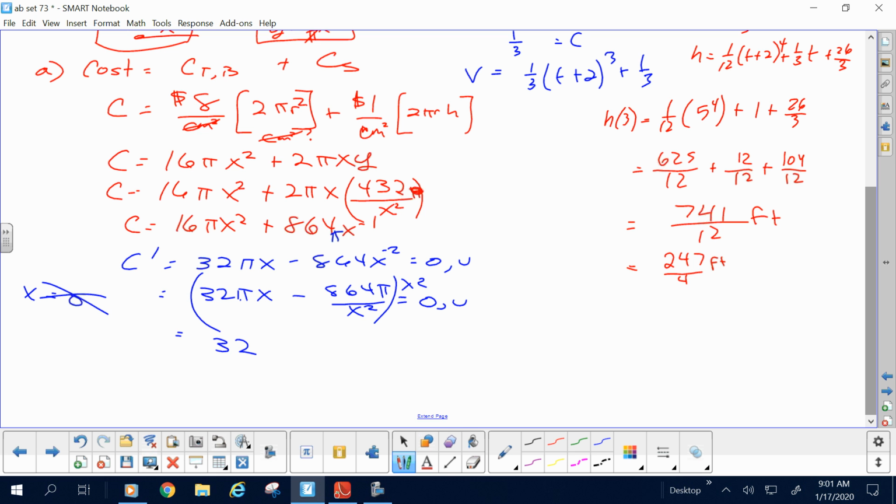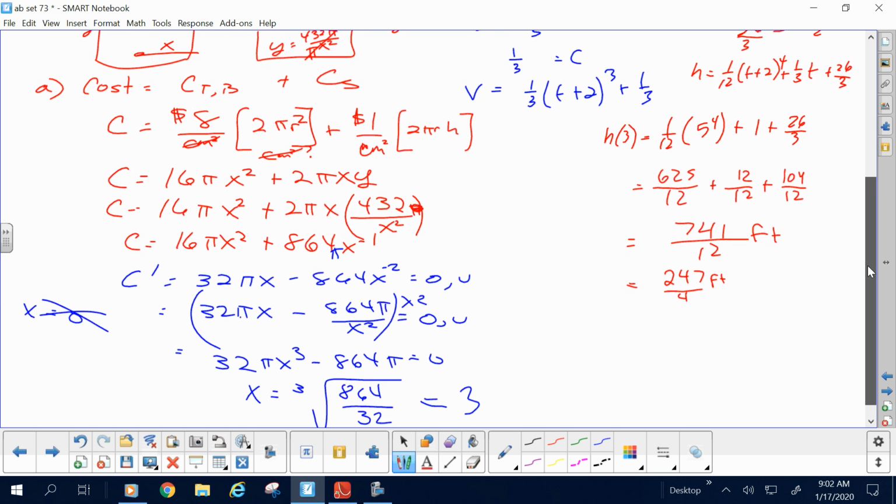Say we cleared the fractions then. That is 32 pi x cubed minus 864 pi. So isn't x then the cube root of 864 over 32? Is that going evenly? Doesn't seem like it does. So you throw an answer at me here, and I was hoping it was like 27, but I guess not. It is 27? All right, so 3 then is the perfect x. Sweet.